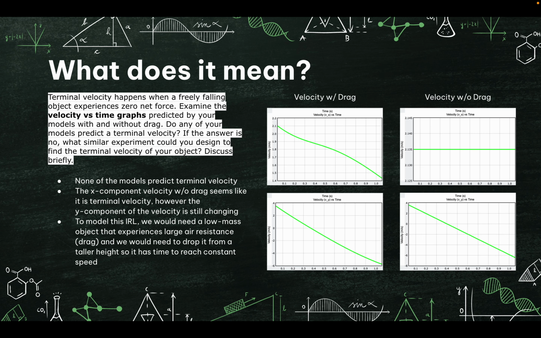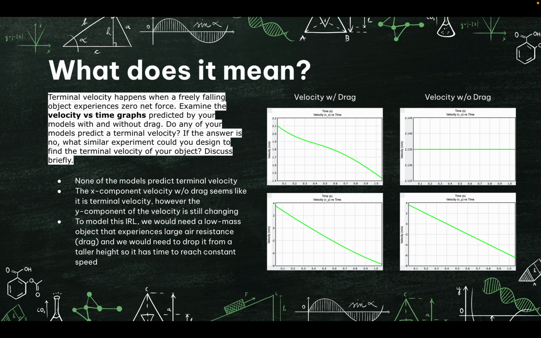So what does this mean? Do any of my models predict a terminal velocity? No. Even though it might seem like the x component of the velocity without drag is terminal, the y component still changes, so it is not a zero net force. The only reason why the x component doesn't change is because gravity only acts on the y component, but the total net force of both of them would still be non-zero.